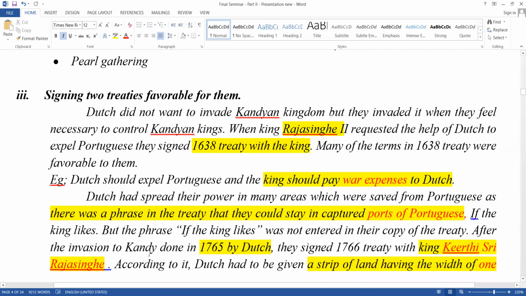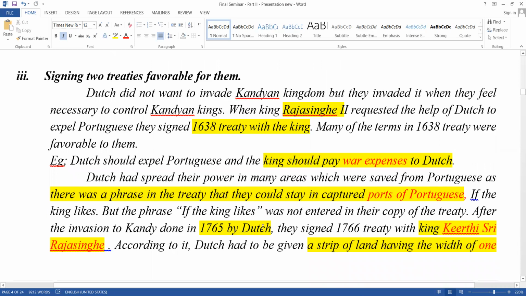After the invasion of Kandy done in 1760 by the Dutch, they signed the 1766 treaty with King Kirti Sri Rajasinghe. In that, there was a clause that was favorable for them. A strip of land having the width of 1 gau had to be handed over to the Dutch throughout the coast of Sri Lanka. So no foreign nation could come and have discussions or any relationship with the Kandyan king after that, because they had to get permission from the Dutch. If the king wanted to have any relationship with any other nation, he had to get permission from the Dutch.